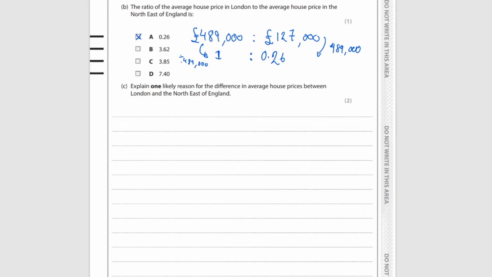Explain one likely reason for the difference in average house prices between London and the northeast of England. Very good question, but hopefully it's quite intuitive what that is going to be. Part of the reason is going to be because of the fact that individuals in London are wealthier. They have higher paying jobs, which means that those individuals can afford to get larger mortgages, which drives up the price of houses in those areas.